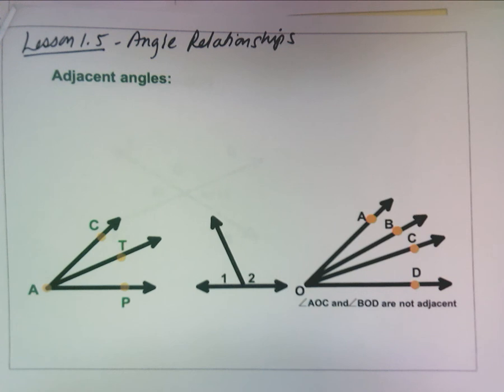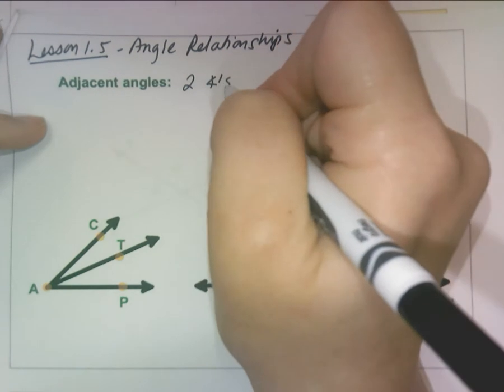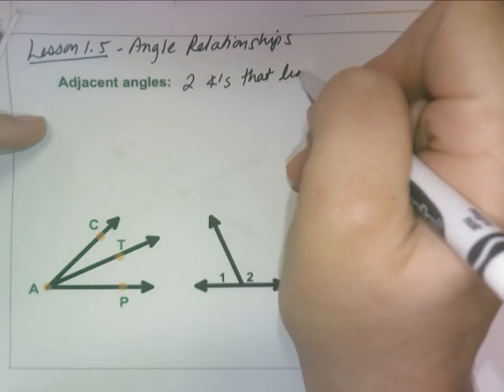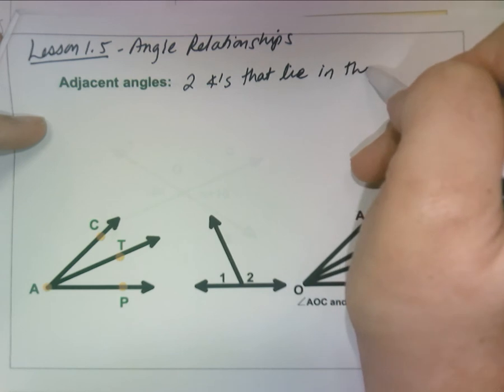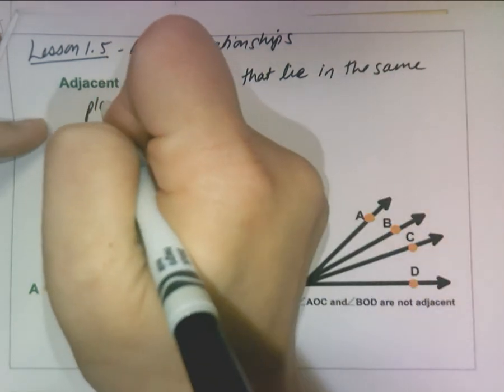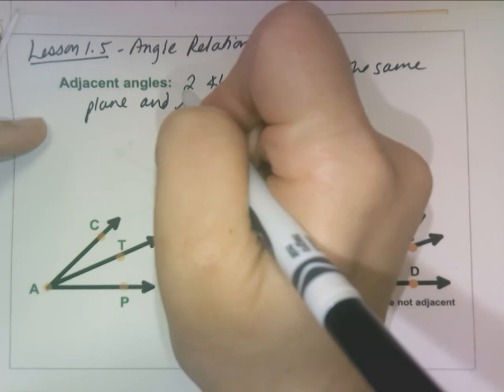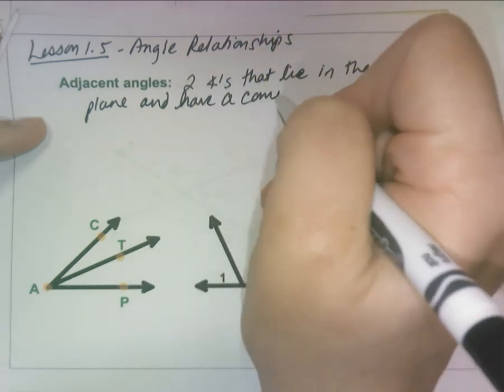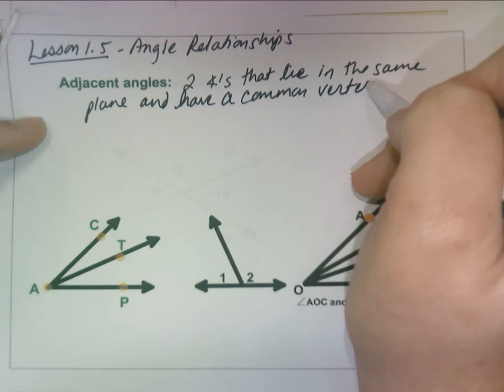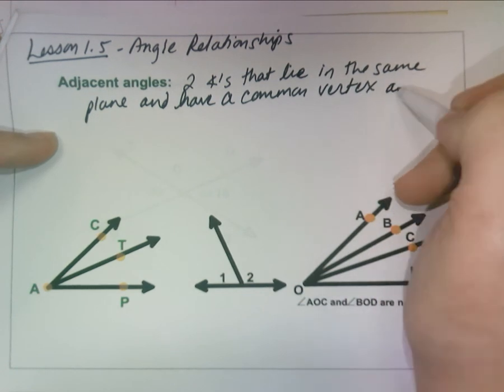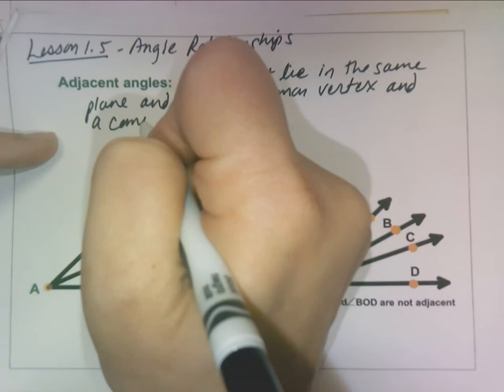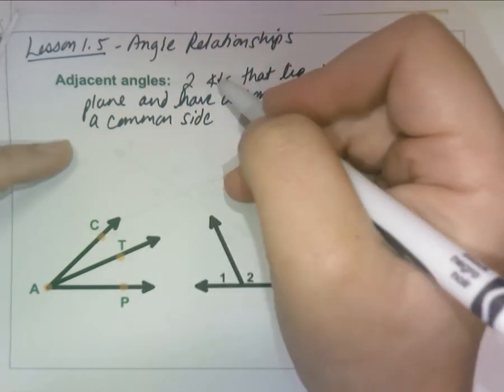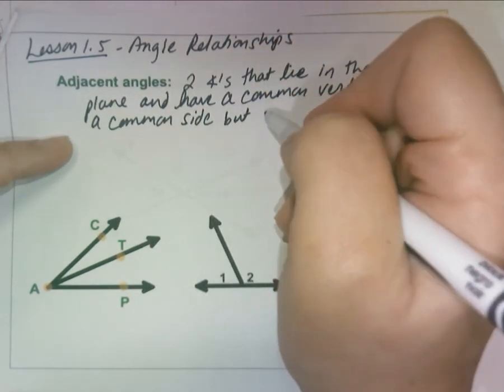Adjacent angles. Adjacent, if you've ever heard of that word before, really means next to. If you have two homes that are adjacent, they're next to each other. So adjacent angles, similar concept. They would be two angles that lie in the same plane and have a common vertex and a common side, but no common interior points.